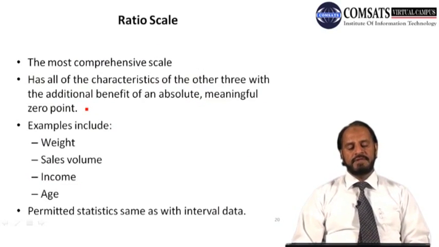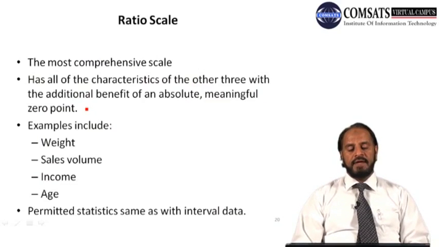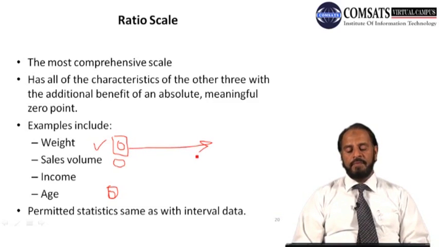And the third scale we said is called the ratio scale, which is the most comprehensive scale, has all the characteristics of the other three scales with the additional benefit of having an absolute zero, which is a meaningful zero starting point. For variables such as weight, we can have a zero weight, meaning there's no weight, or zero sales, or we might have zero age, when no one's born, then it's zero. Here you have an absolute starting point, and then you basically move onwards from that point.